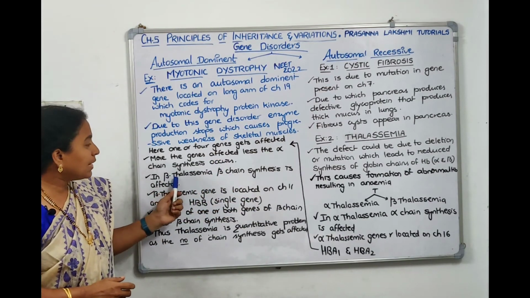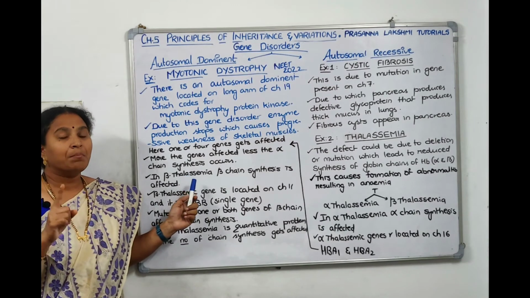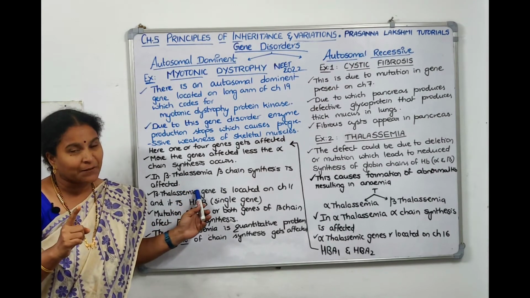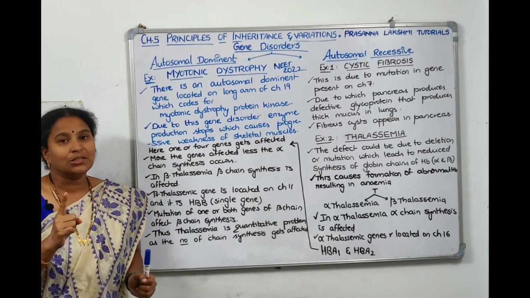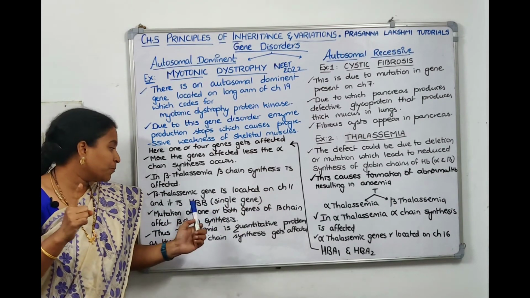Now coming to beta thalassemia, I told you that in beta thalassemia, beta polypeptide chain synthesis gets affected. The gene is located on chromosome number 11, and it is a single gene. Because it is a single gene, we call it HBB.